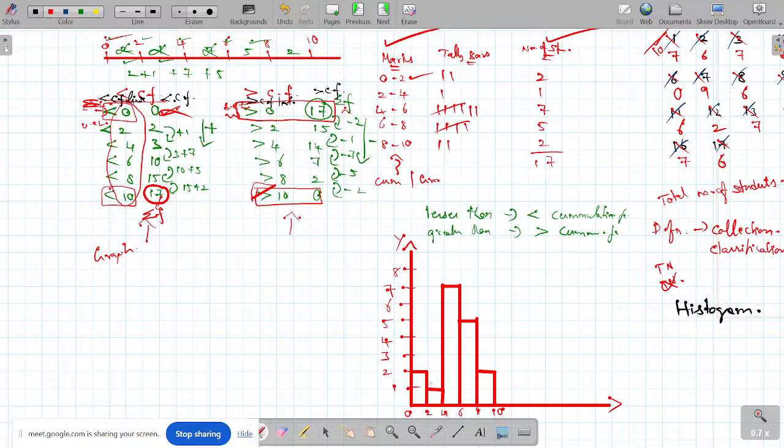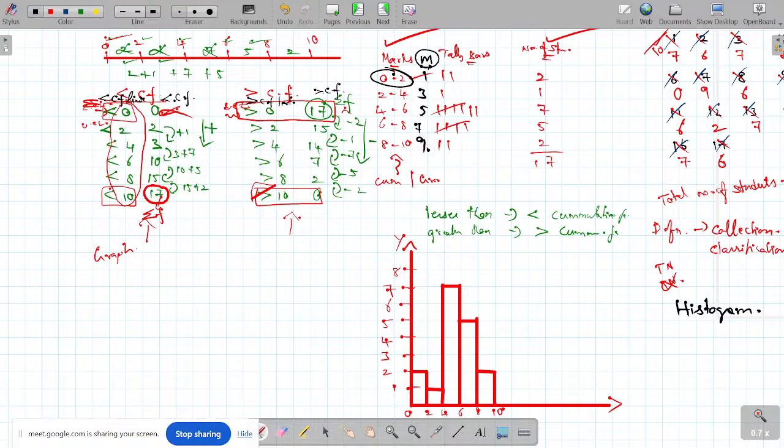Next is frequency polygon. I take the mid value. How you find the mid value? You know, 0 to 2. 2 minus 0 is 2 divided by 2. Okay, so what's the value here? Mid value. Usually we'll represent this by small m. Mid value is represented with the alphabet small m. Tell me what's the mid value here? For 0 to 2 is 1. 2 to 4 is 3. Then it's 5, 7 and 9.